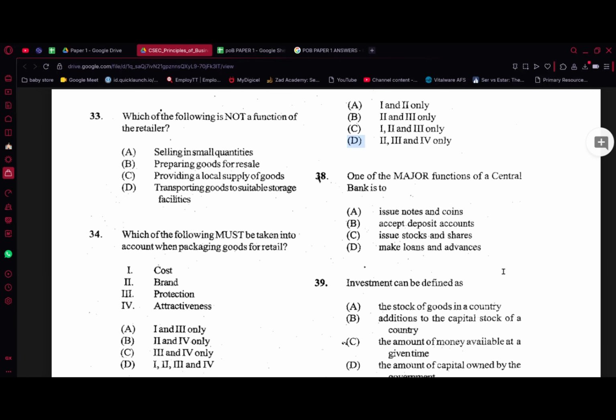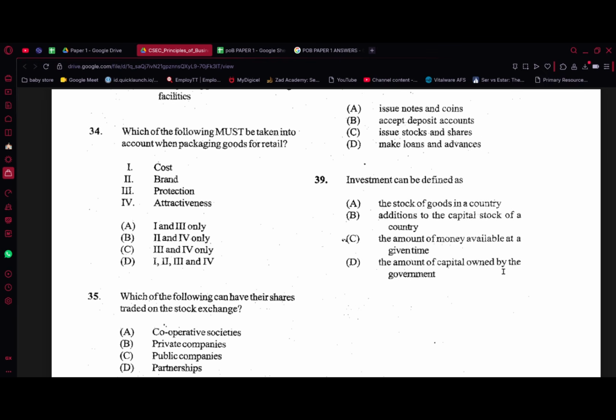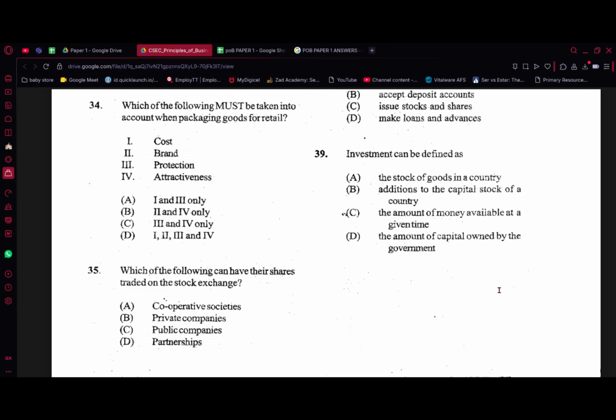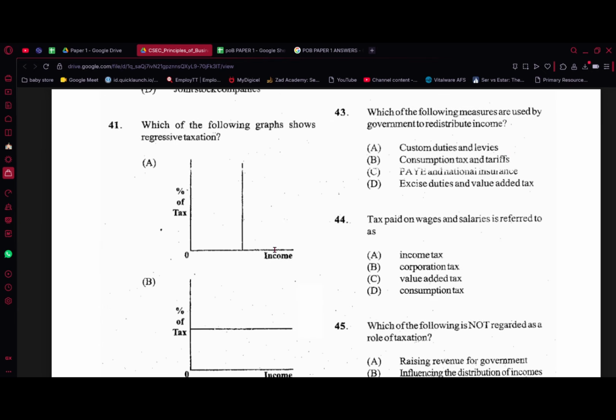38. One of the major functions of a central bank is to issue notes and coins. A. 39. Investment can be defined as B. Additions to the capital stock of a country. 40. Which of the following institutions are not regulated by central banks? D. Joint stock companies.